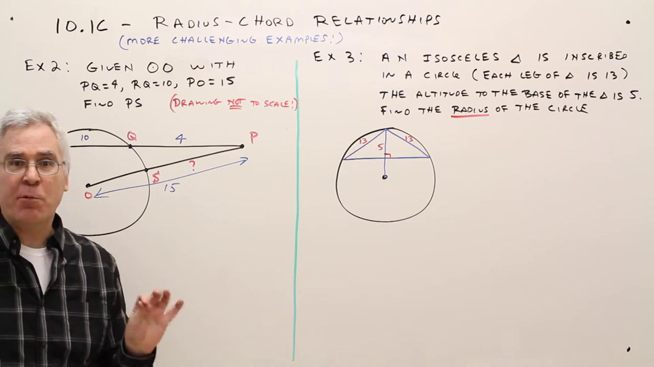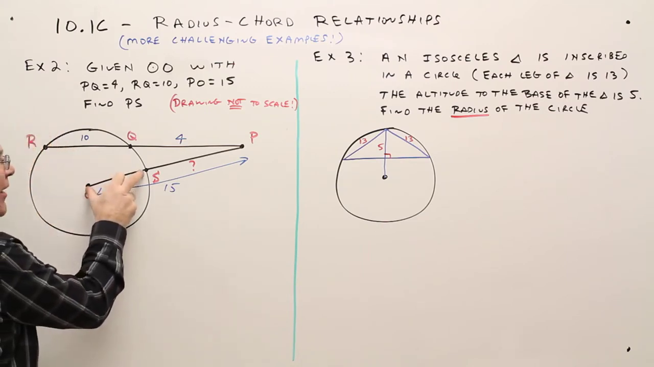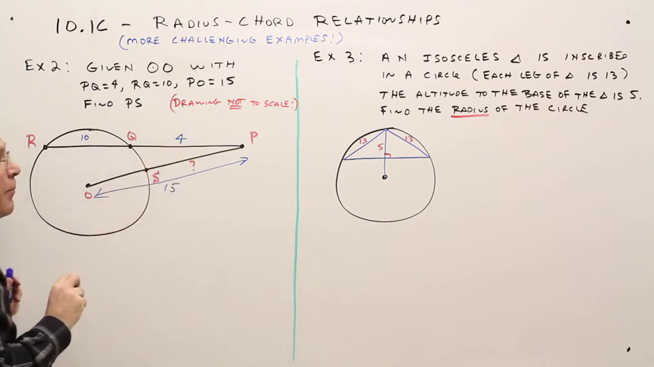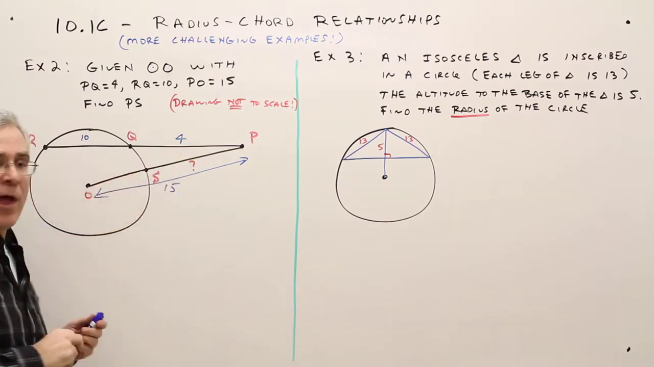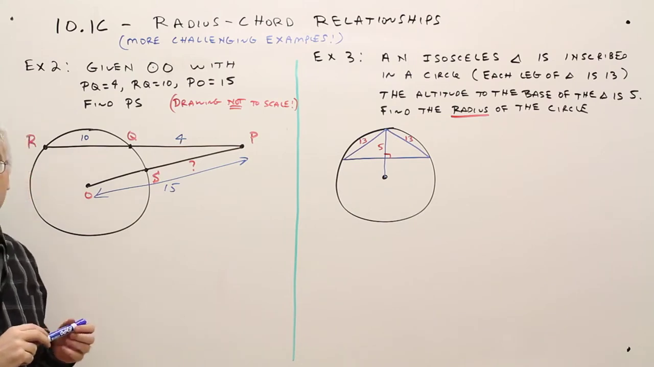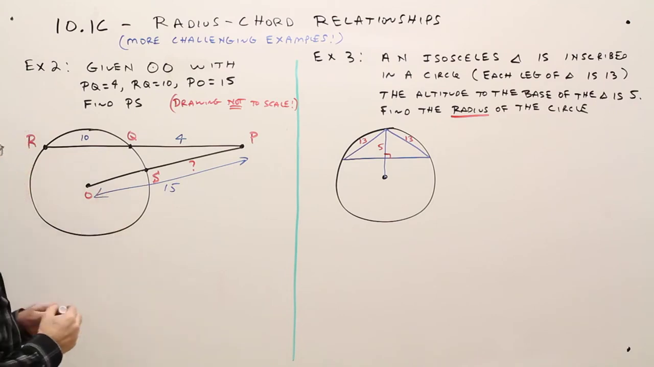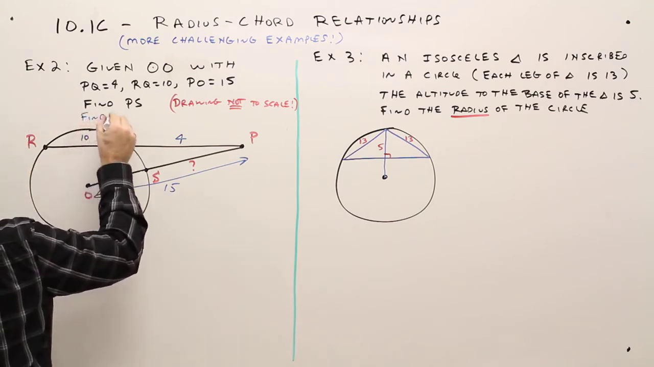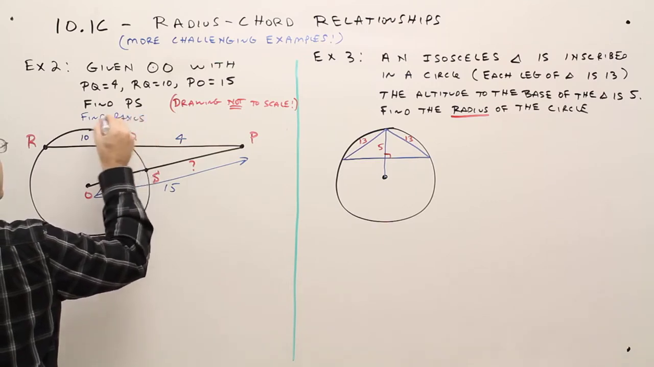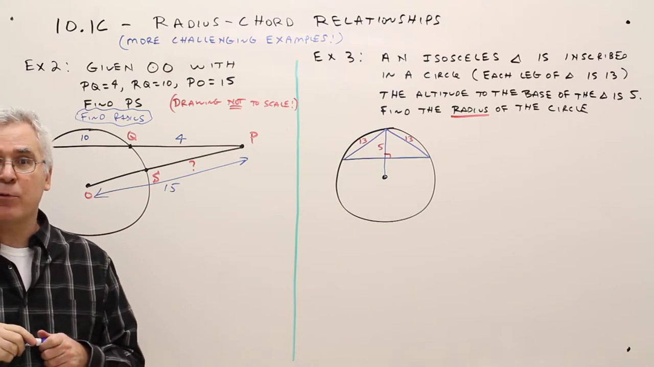Okay, so let's start with the end game. The end game would be, once I find OS, I can get PS by mere subtraction. OS happens to be a radius. So if I could find the radius, I can solve this problem. So my game plan is really to find the radius. Okay, let's go about doing that.